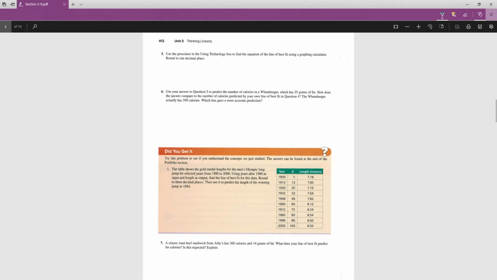Let's continue with lesson 3.9. Hopefully you've just watched the video describing how to use the graphing calculator to find the line of best fit and that correlation coefficient, because we'll be talking about that at the end. So let's go ahead, number 5, and use the information we found from our calculator to write the equation.